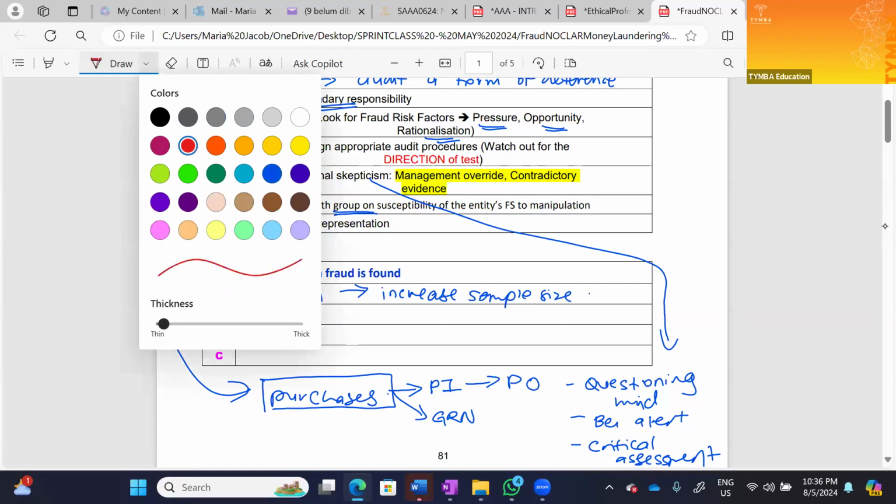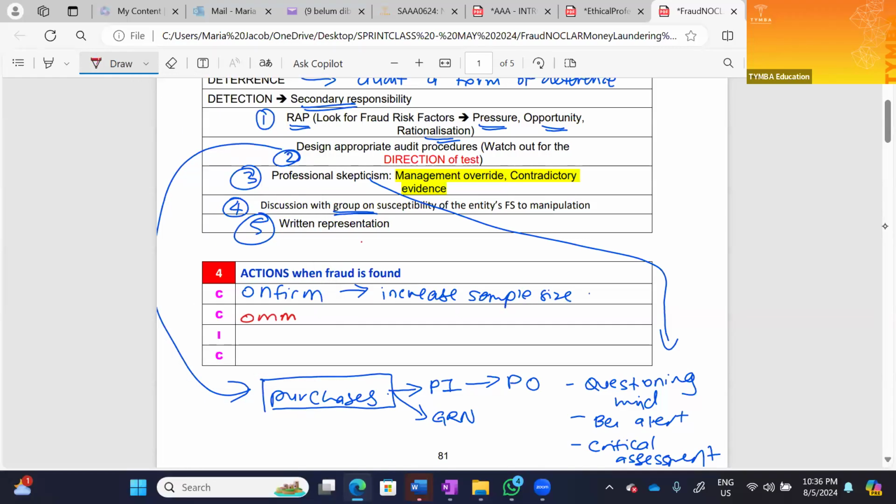Now the second one is that you have to communicate it. Who do I communicate to when I find fraud? Who do I tell? The one charged with governance. The first one that we will tell depends on who did it. If it's an employee, I will tell management first. But if it's committed by management, then you tell those charged with governance, if it's not done by those charged with governance.